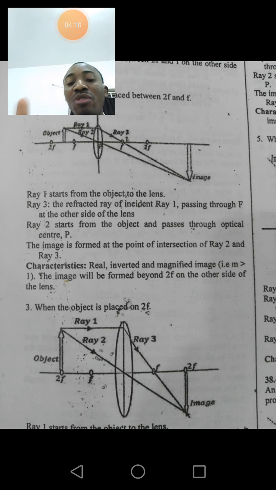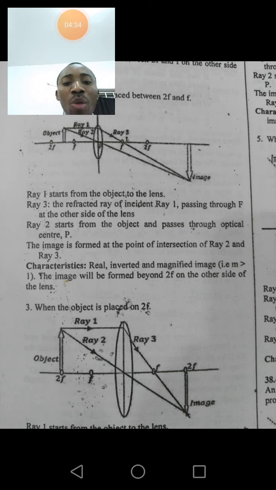So if you are told to construct ray diagrams, these are rules that you must follow. You don't just draw any lines anyhow. Any ray that is parallel to the principal axis must be refracted through the principal focus, and any ray that passes through the optical center must go through undeviated, unrefracted. So it continues in that straight line. So we need just 2 of these rays. Where they intersect, we have the image formed.